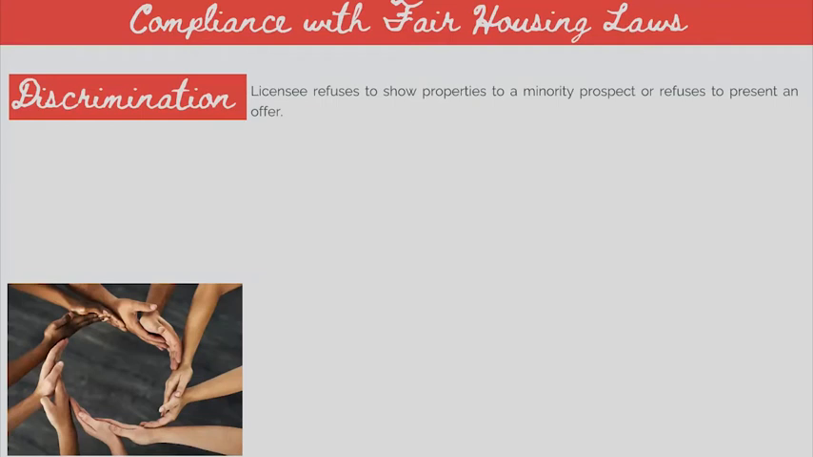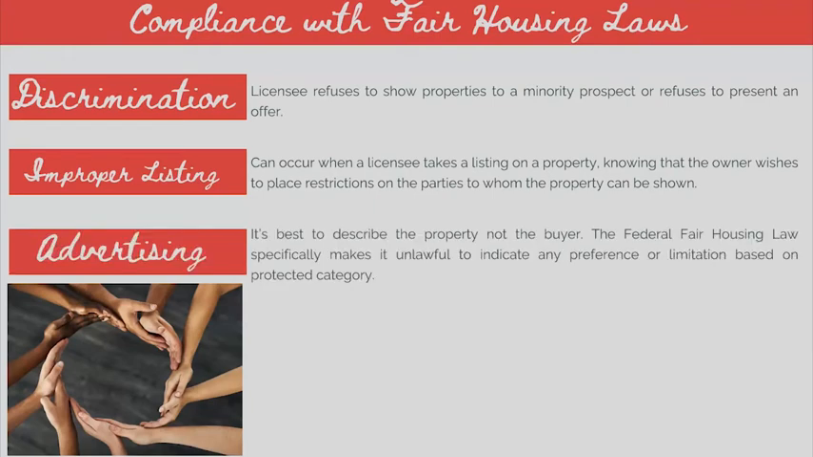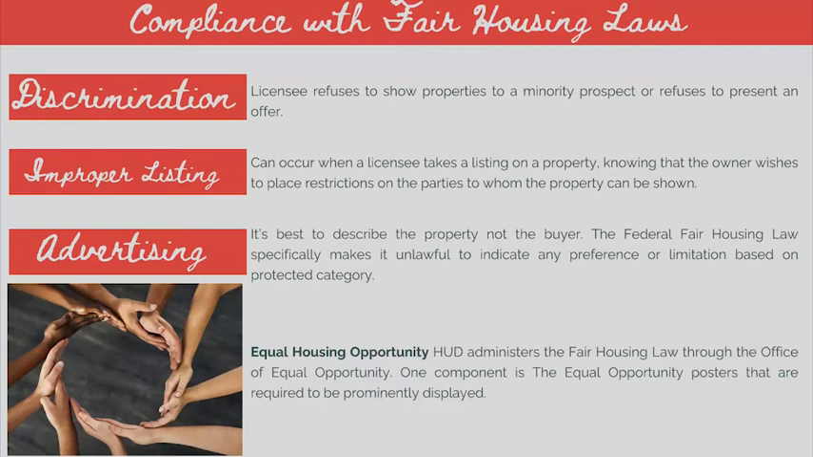Discrimination. The licensee refuses to show properties to a minority prospect or refuses to present an offer. Improper listing. Improper listing can occur when a licensee takes a listing on a property knowing that the owner wishes to place restrictions on the persons to whom the property can be shown. Advertising. It's best to describe the property, not the buyer. The Federal Fair Housing Law specifically makes it unlawful to indicate any preference or limitation based on a protected category.